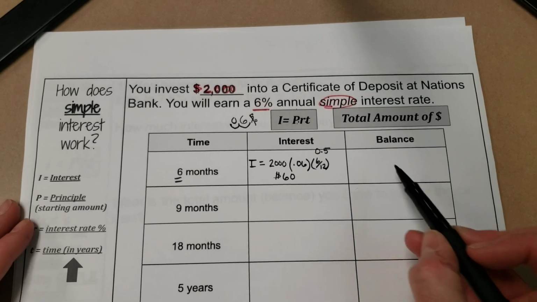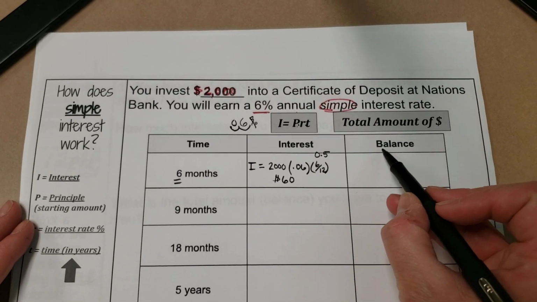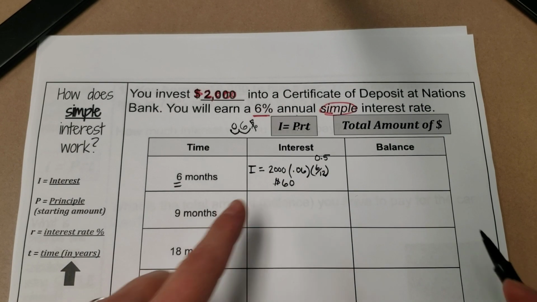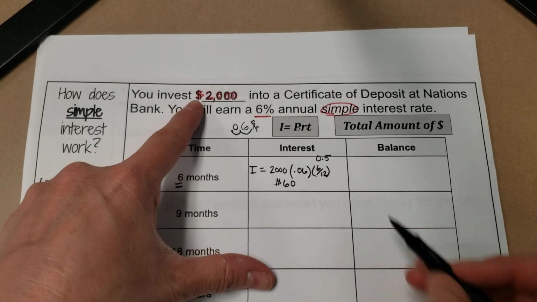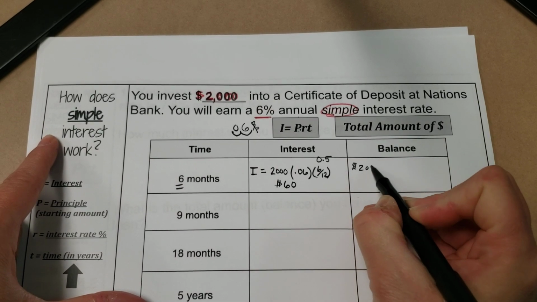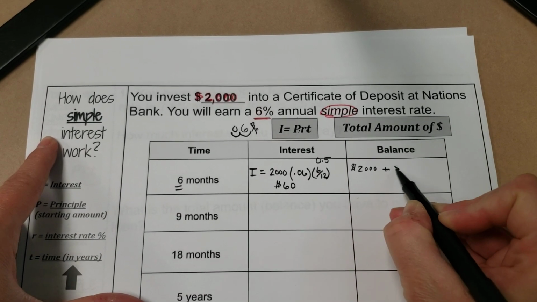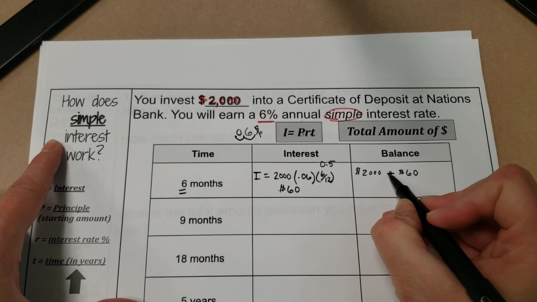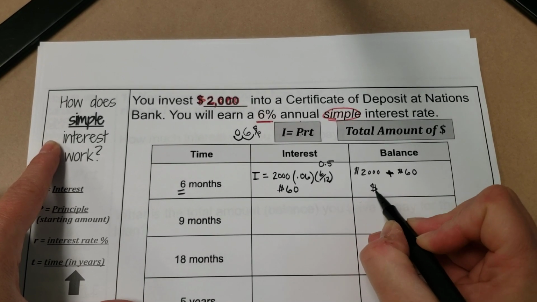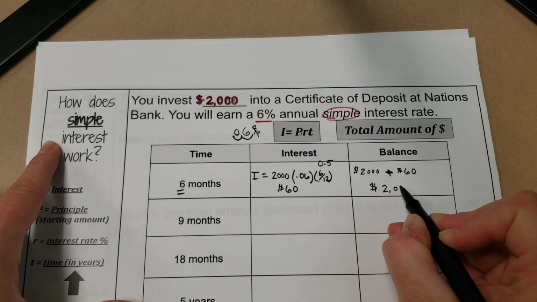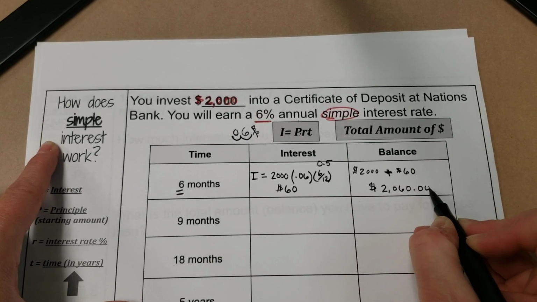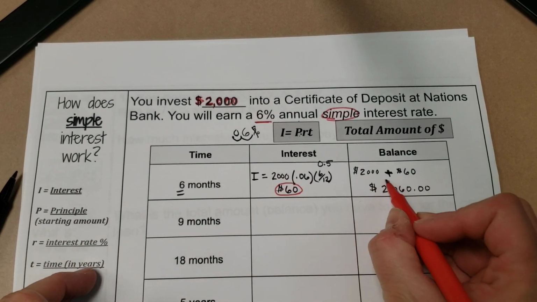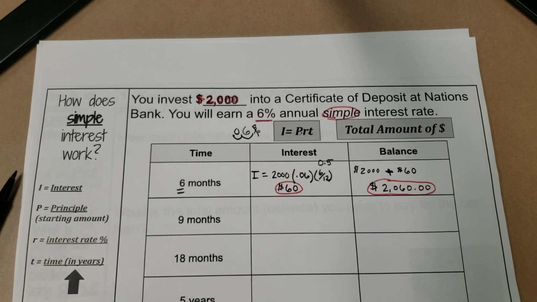Now let's go ahead and figure out what the balance would be. Balance is the total amount of money that you will have in the account, including your interest, after 6 months. So remember, we started with $2,000 and we're going to earn $60 in interest. So we can add these two together, and that will give us our total balance at the end of 6 months. We'd have $2,060. That would be what we would end up as our balance. So we earned $60 in interest, and $2,060 would be our total.